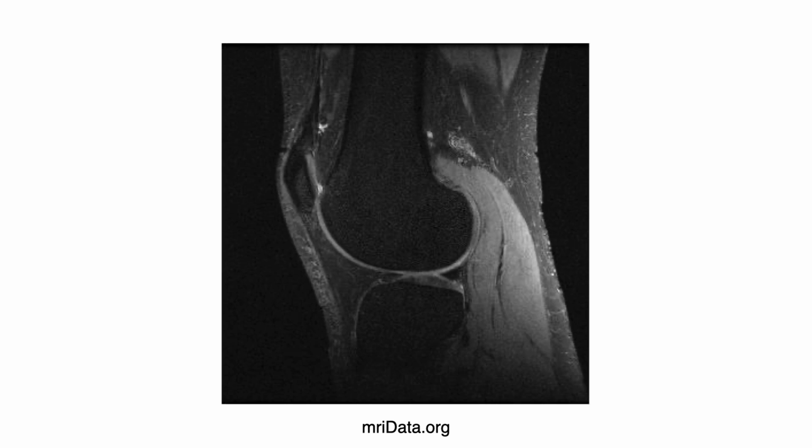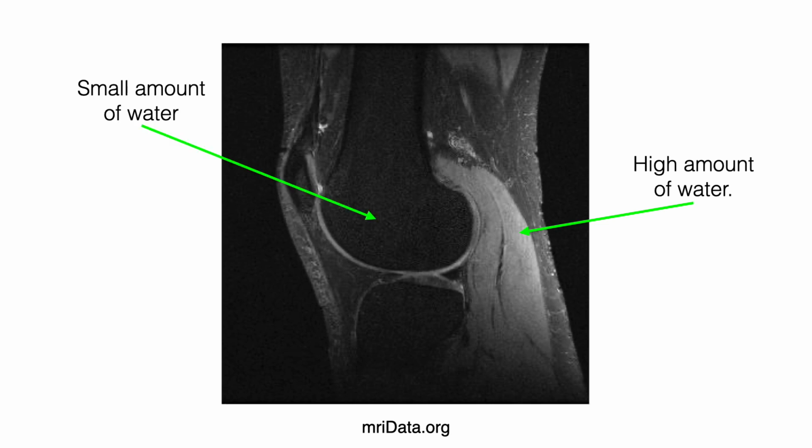Here is a sagittal slice of a knee. The brighter pixels represent places where there's more water, and the darker pixels represent places where there's less water. So here, for example, in the muscle at the back of the knee, there's a high amount of water. Here in the middle of the bone, there's a very small amount of water. And outside of the knee, there's basically no water.